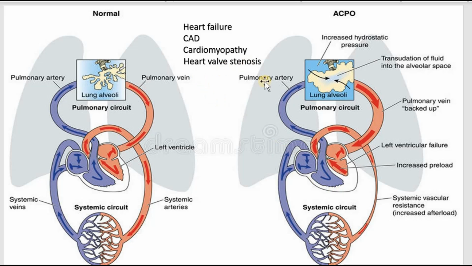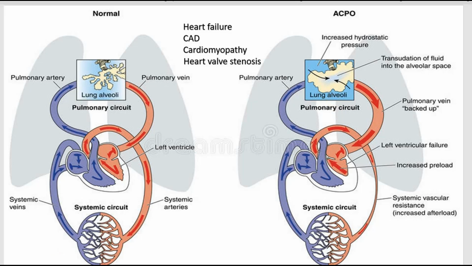Heart valve stenosis, or it can be regurgitation. When there is a heart valve issue, the flow of the blood is impaired, more pressure in the heart, and there is a backup pressure. So any heart condition that makes it difficult or hard for the heart to pump and increases pressure in the heart leads to backup pressure to the pulmonary circulation, increased hydrostatic pressure. As a result, fluid leaks into the lung alveoli. So any of the heart conditions can lead to acute cardiogenic pulmonary edema.